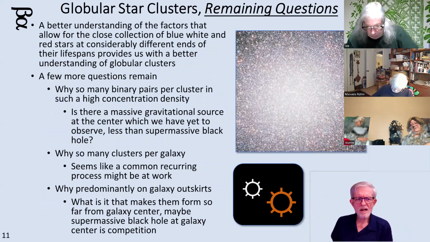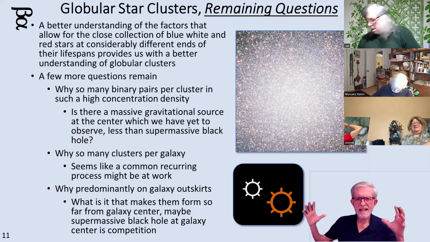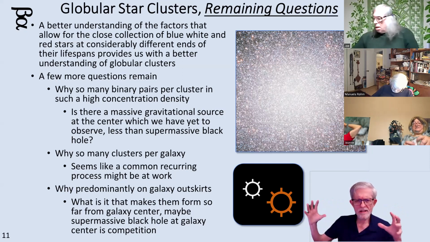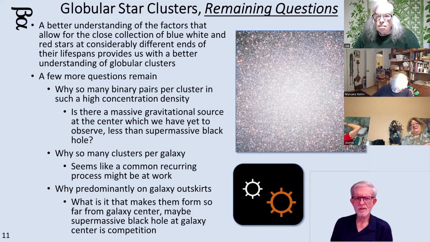So there are remaining questions about globular clusters. Why so many of them in a cluster? And why such high density of the binaries as you get towards the center of the cluster? Is there a massive gravitational source at the center, like a black hole, that we can't see visually? And why is it that we have so many clusters in our galaxy? Maybe there's a recurring phenomenon. It's not this accidental capture stuff. And why are they mostly on the outskirts of the galaxy?